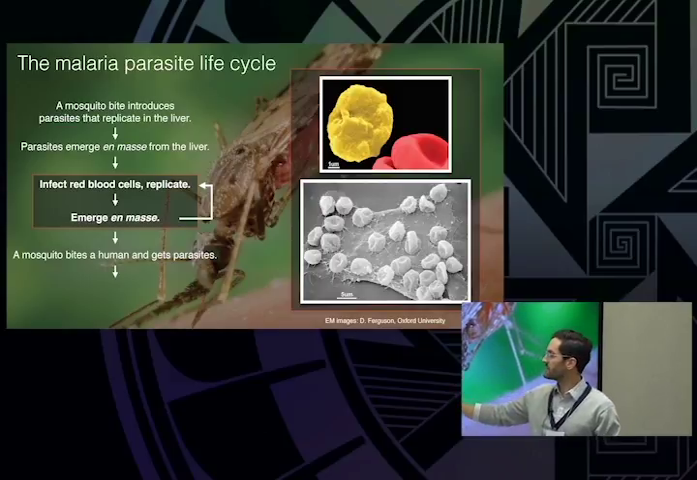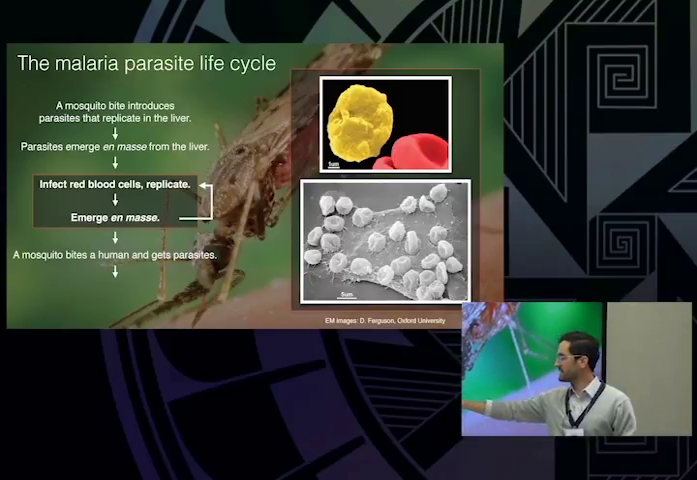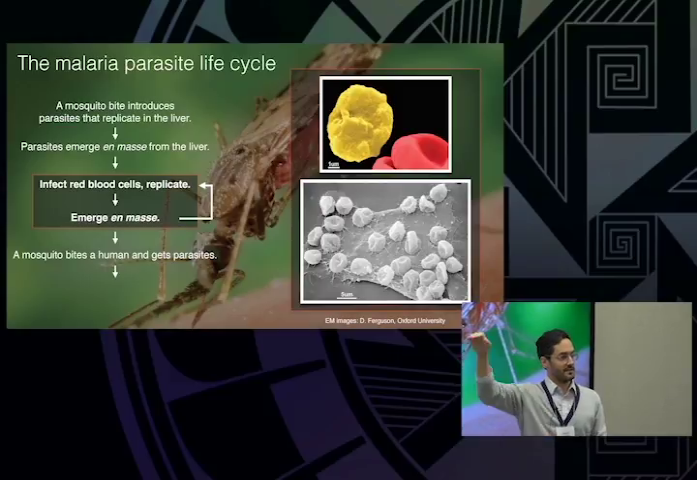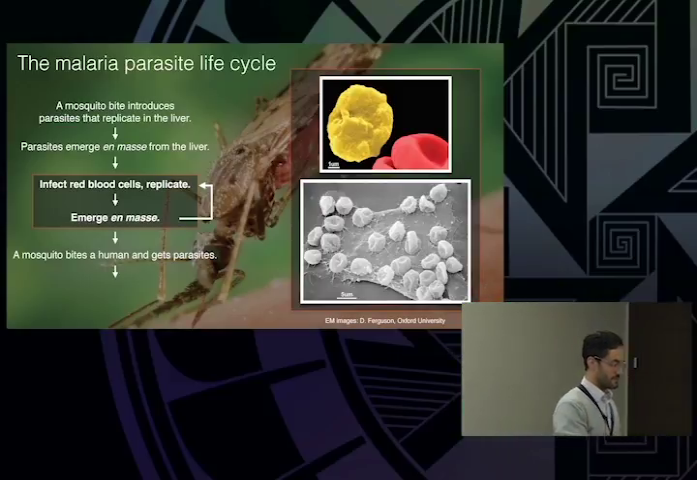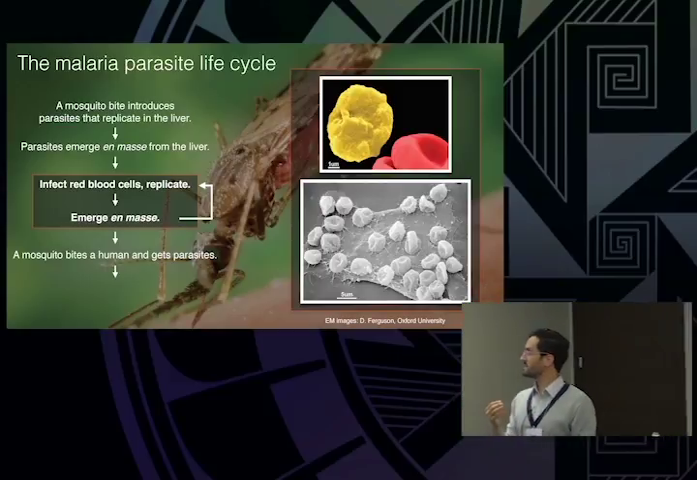They form sexual stages, they get close to the skin, and then a mosquito bites a human, gets the parasites, and the cycle can continue on the mosquito side. What we'll focus on today is this blood stage.